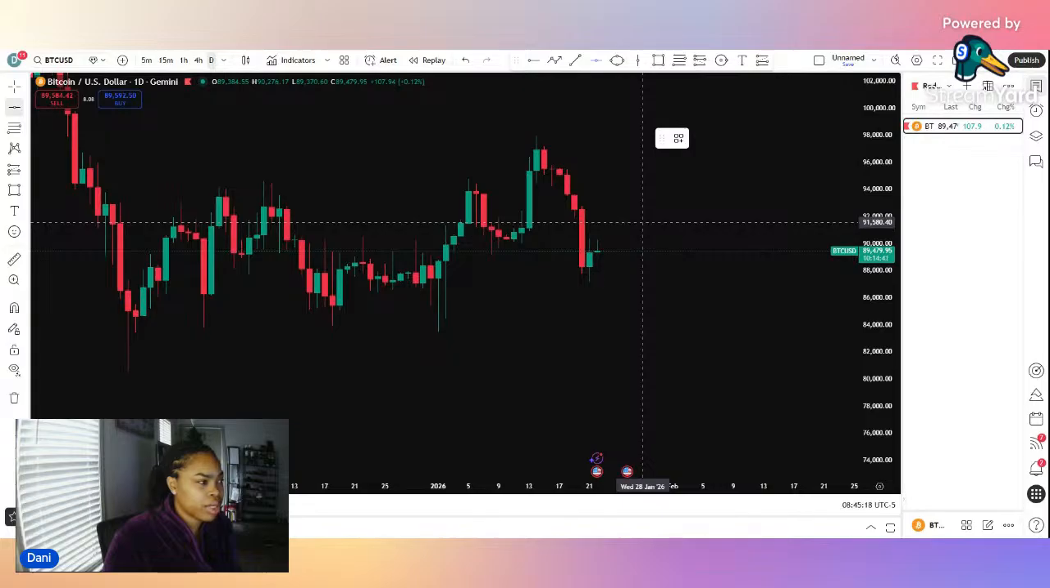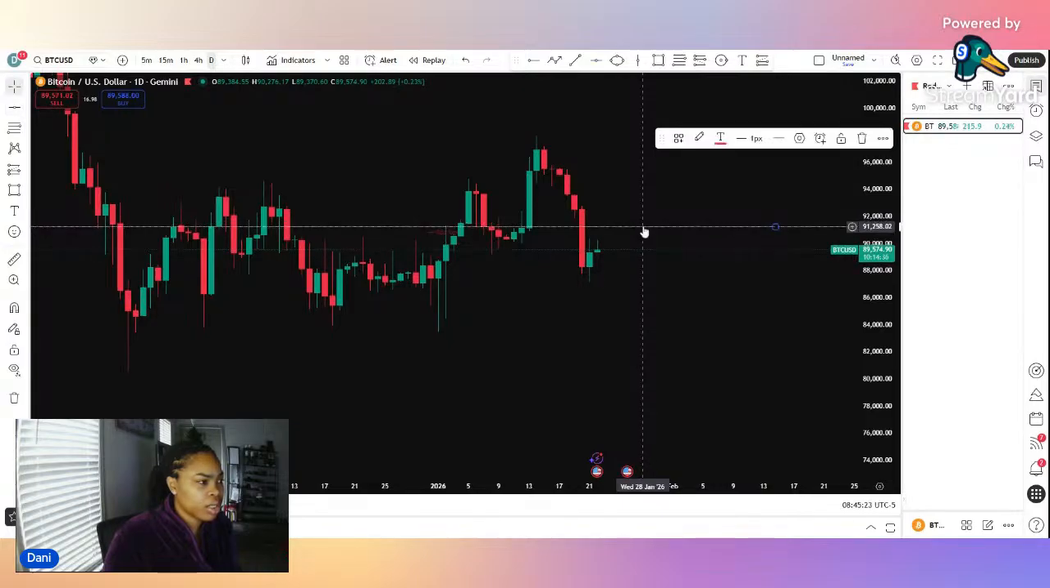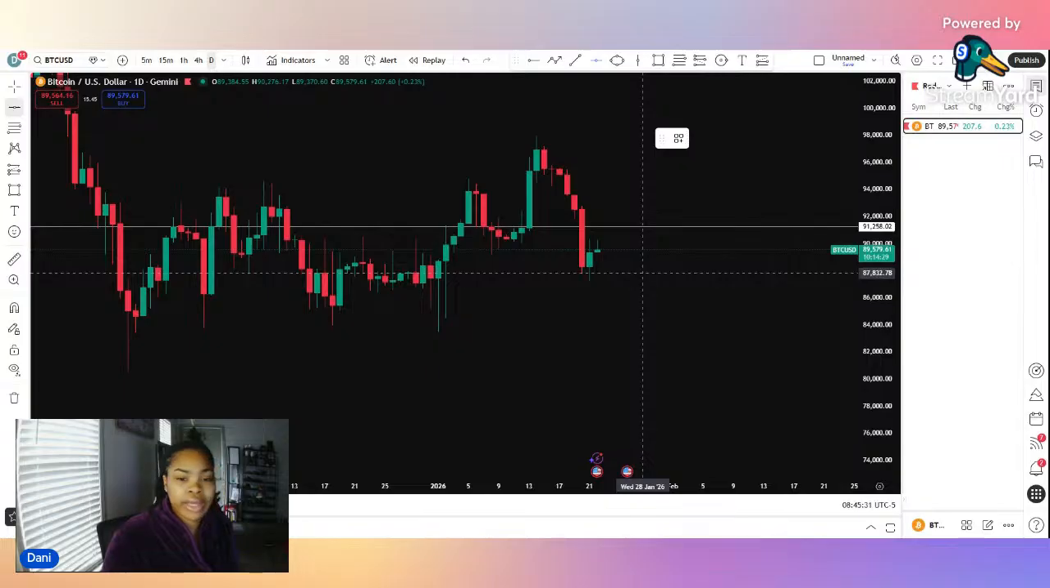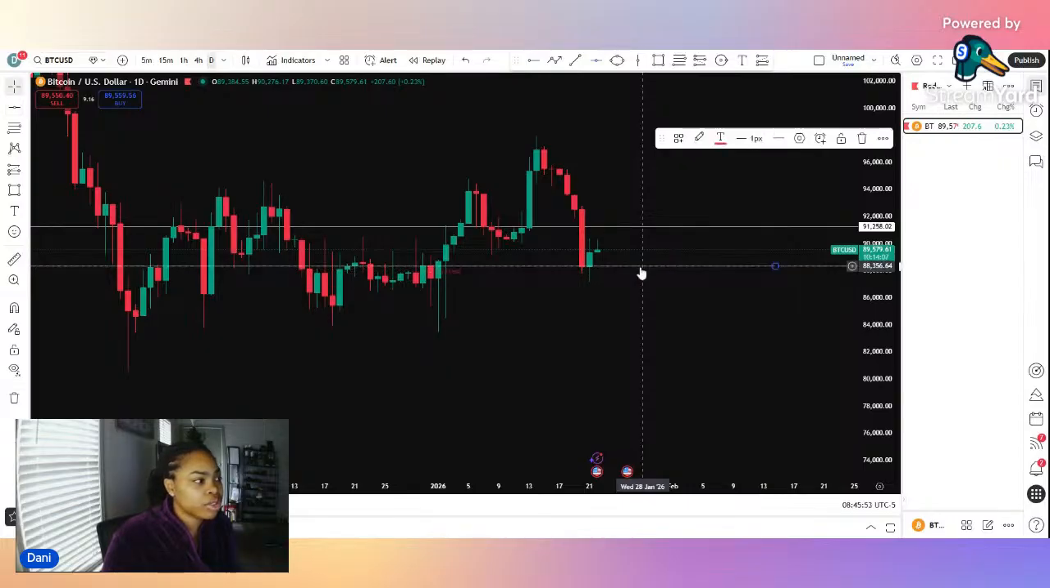I had somebody ask me, Danny, how do you mark your support levels? Go check out my hands-on activity. It's the first hands-on activity where I basically show you guys how to chart on TradingView, okay? That is one of the activities that I do with you guys and show you how to do independently, okay?